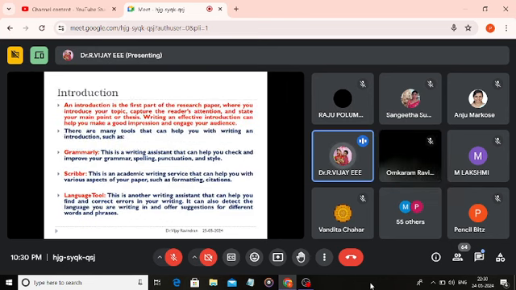Now the introductory part. Any paper, any research finding that we are analyzing or writing, must be grammatically correct. So Grammarly is a very important tool.